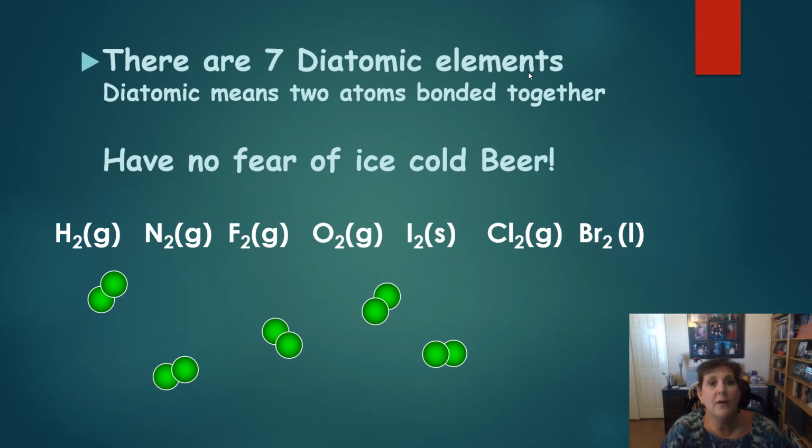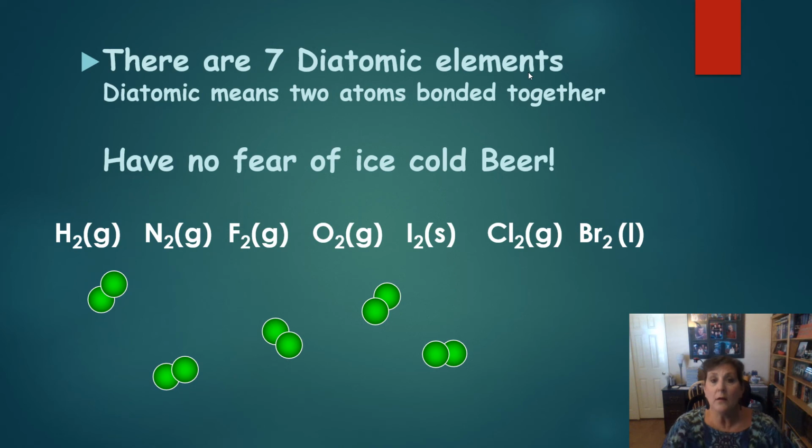Have no fear of ice, I2 is diatomic, iodine. Have no fear of ice cold, for Cl, not carbon, but chlorine. Chlorine is a diatomic gas. Cl gets a 2. And the last one, beer, Br, bromine, gets a 2. Now remember, bromine is a liquid, so it gets an L after it in parentheses. So Br2 (L) means bromine liquid, and it's diatomic.